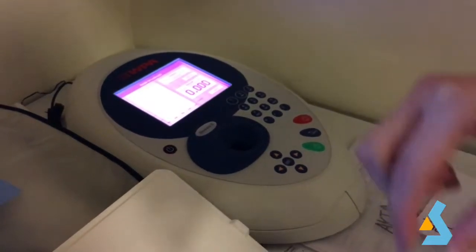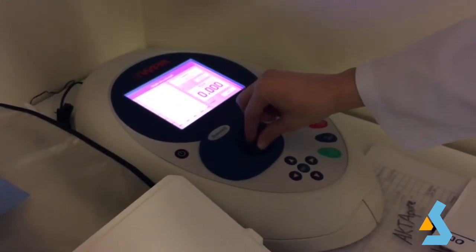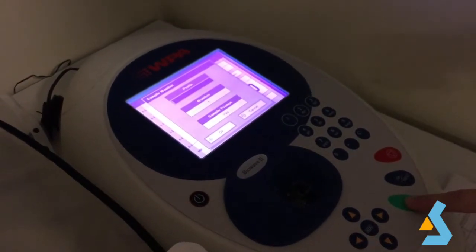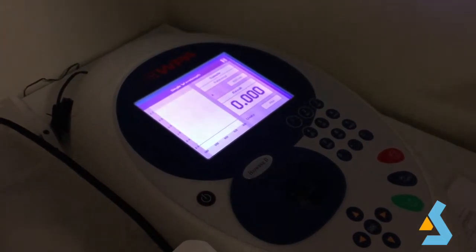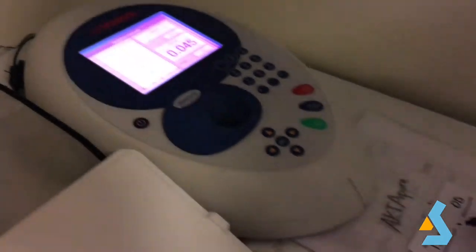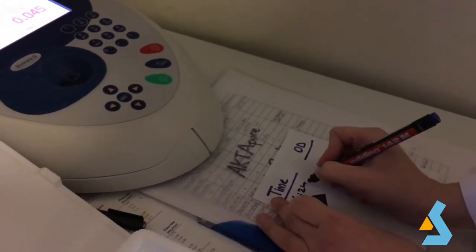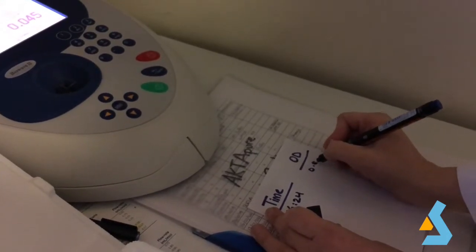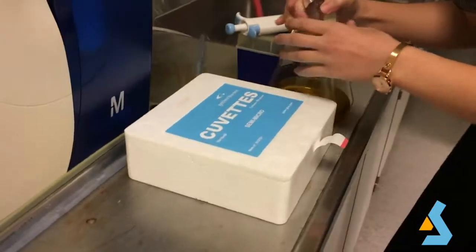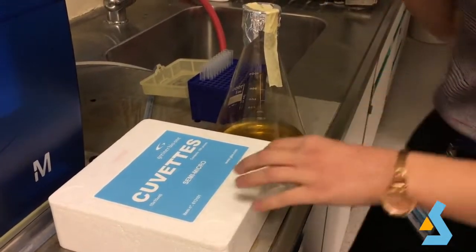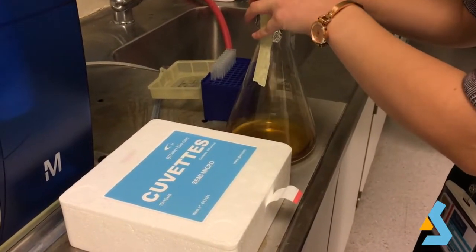Then put your first sample cuvette and press measure. Note the time and the OD value. Read the absorbance of the bacterial culture until the optical density is in between 0.4 to 0.6 at 600 nanometers. We choose this wavelength since the cells will not be killed as they would under UV light.